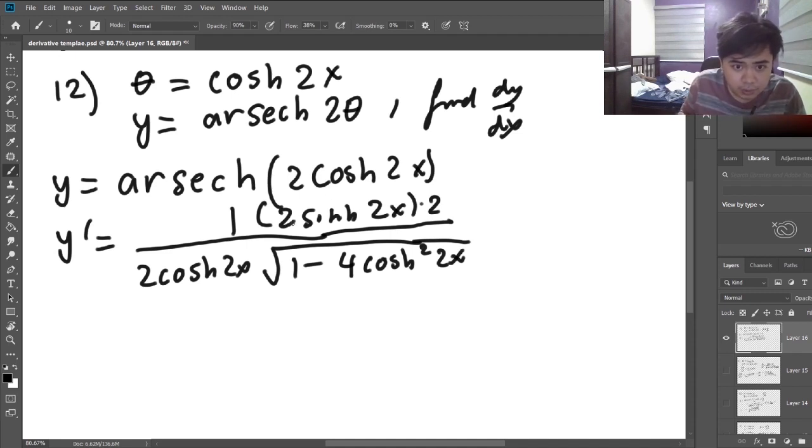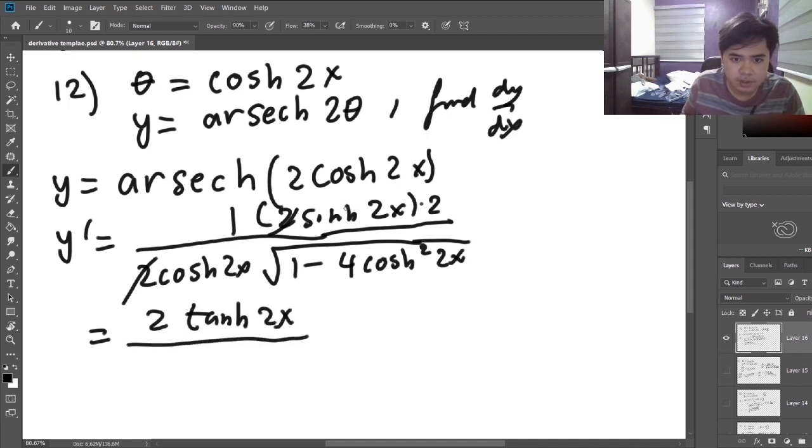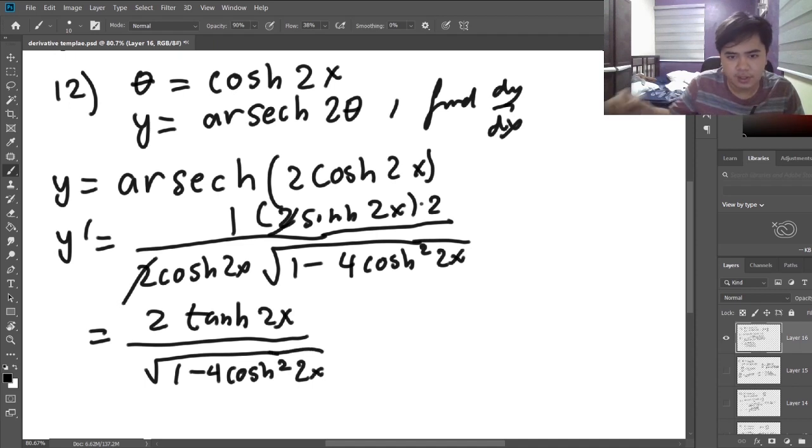So the two in here cancel each other out. The sinh and the cosh, this now becomes 2 tanh of 2x over the square root of 1 minus 4 cosh squared 2x. As far as I know, that's the answer. So that's the normal way. You can do it the normal way, right?